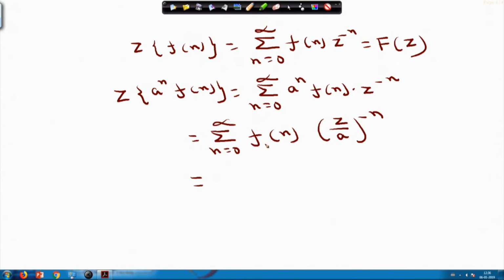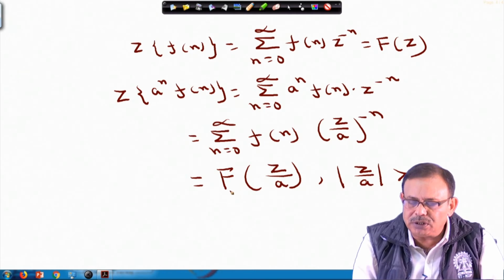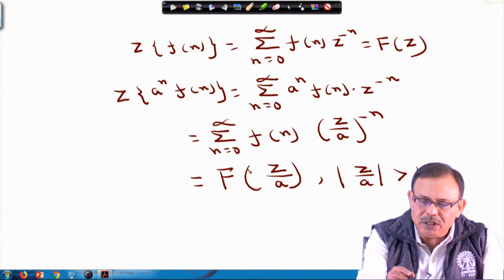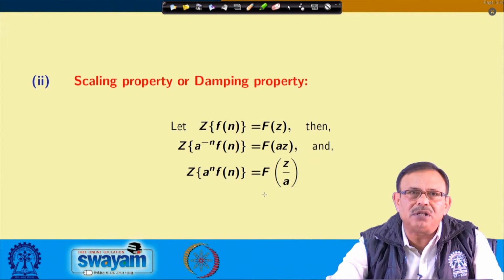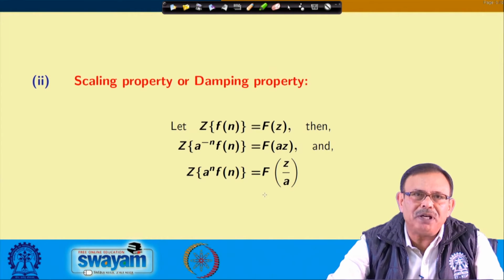And this is again from the definition of the Z transform, this I can write down capital F of Z by A, where the modulus of Z by A should be greater than 1 for convergence purpose. So, this completes the proof that the Z transform of a to the power n f n equals capital F of Z by A. This is the scaling property or the damping property.